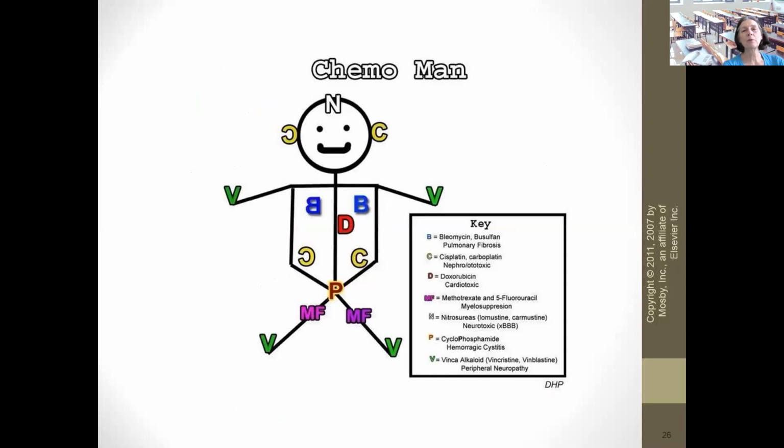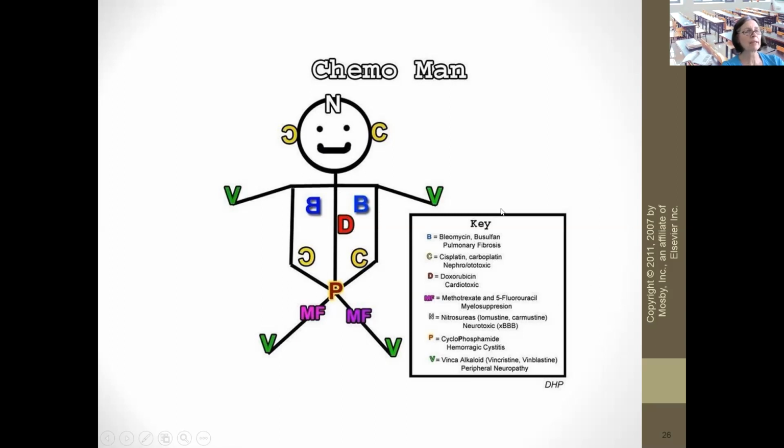This chemo man has been wandering around the nursing world since I was in school. It just uses letters of the alphabet to help you remember where the side effects of certain chemotherapies are. Like the N at the top of the brain, see up here, nitrosoureas, that category of drug causes alopecia. The V's in the extremities, see the fingers and toes are V's, those are the vinca alkaloids, they cause peripheral neuropathy, right? The N is also neurotoxic, so it's going to cause neurologic damage. The D, doxorubicin, that's adriamycin, doxorubicin is the most cardiotoxic chemotherapy there is.